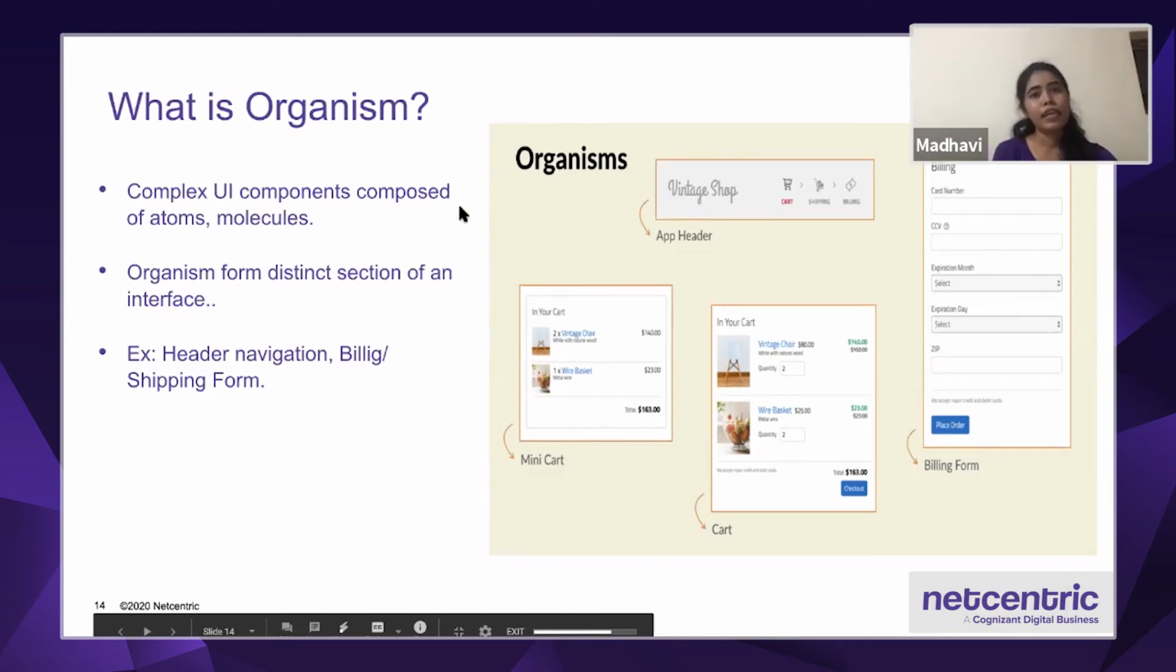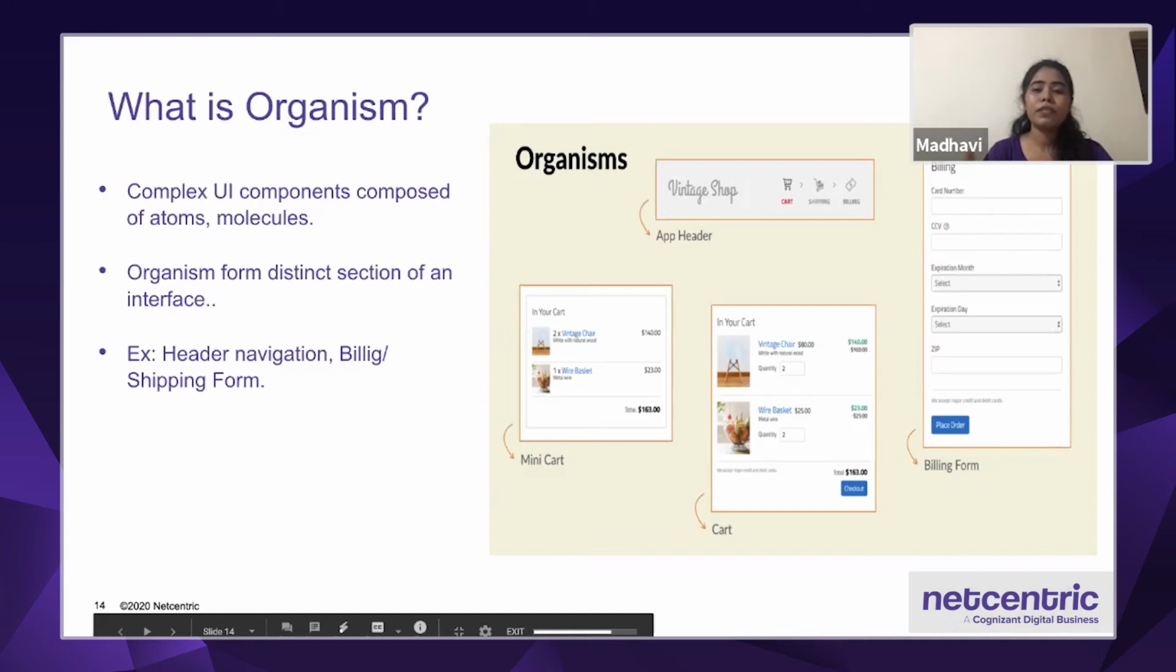The organism consists of similar and different types of molecules. If I give an example of different types of molecules, it is the header, because the header has an atom, a nav list, and a search area. So this combines three different things, one atom and two different molecules, to form an organism using different types of molecules.